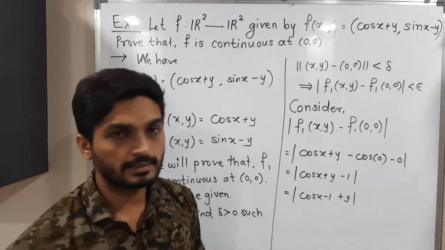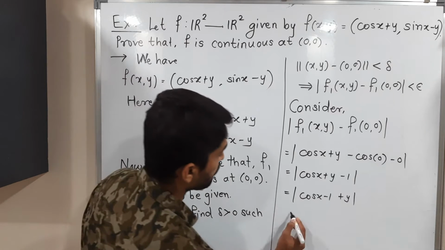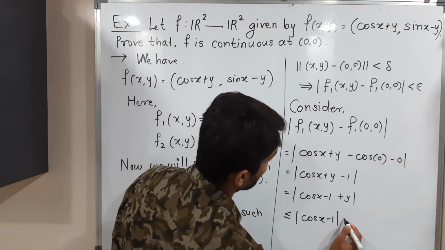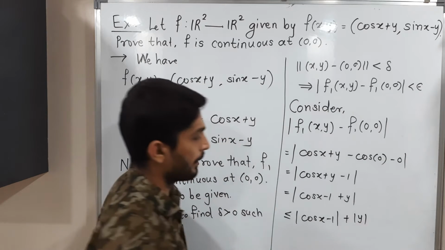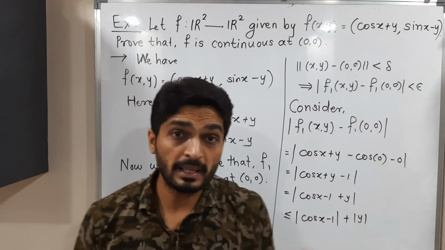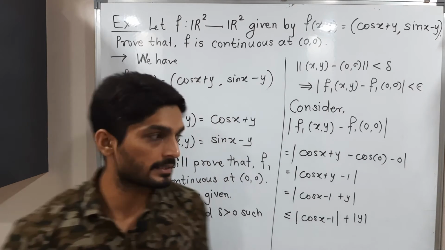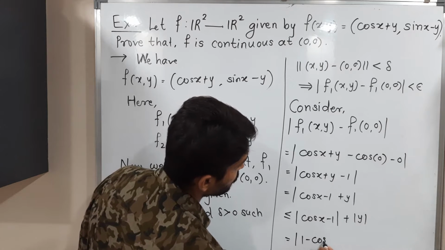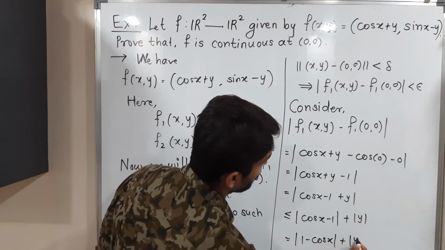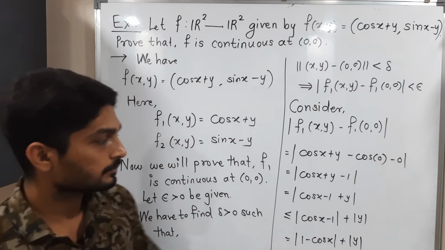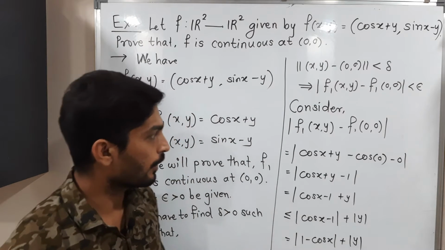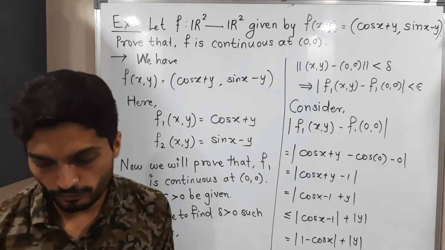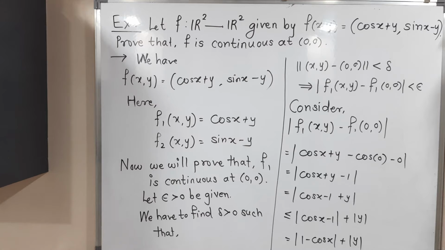I can take separate mods. If I take separate mods, the value will increase: mod of (cos x minus 1) plus mod y. As you know, mod of (a minus b) is the same as mod of (b minus a), so you can interchange. So this is mod of (1 minus cos x) plus mod y. We have to solve this further, but there is no space, so make a screenshot of it, and after that we will go for the remaining part of this problem.